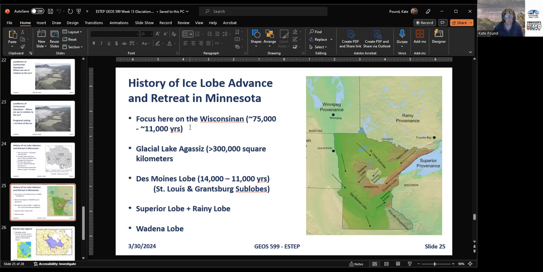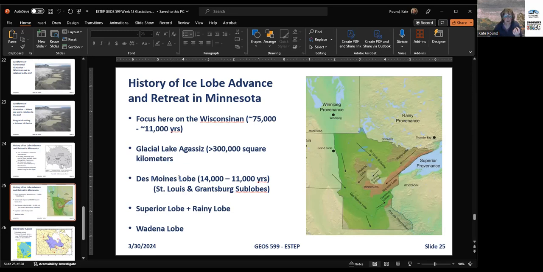And then more recently, once the ice really melted, glacial Lake Agassiz, and glacial Lake Agassiz was enormous. I've got some maps we're going to look at in a moment. It was more than 300,000 square kilometers, contained more water than all the Great Lakes combined. Anyway, let's look at the diagram on the right.